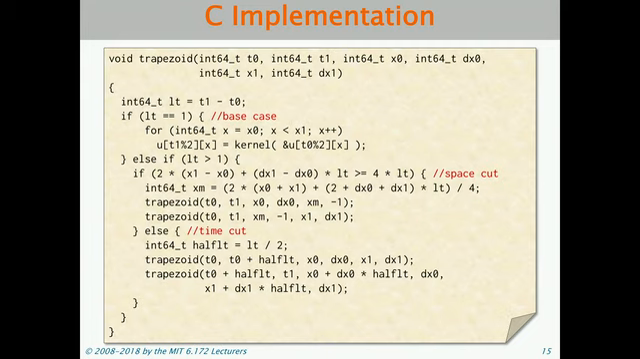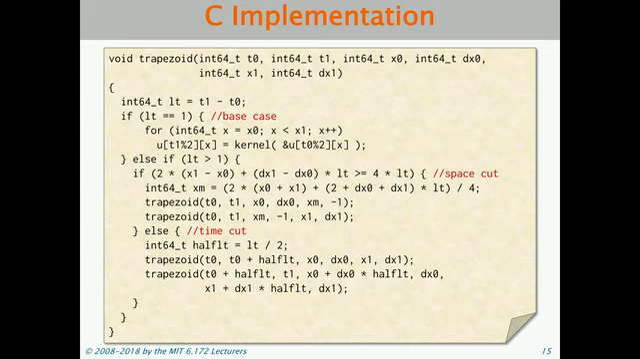Otherwise, the height is greater than 1, and we're going to check whether we should do a space cut or a time cut. We do a space cut if the trapezoid is too wide, and this condition inside the if clause is checking if the trapezoid is too wide. If so, we're going to make two recursive calls to trapezoid, and we're going to cut it in the middle using this slope of -1. So you see the -1s here in the recursive calls.